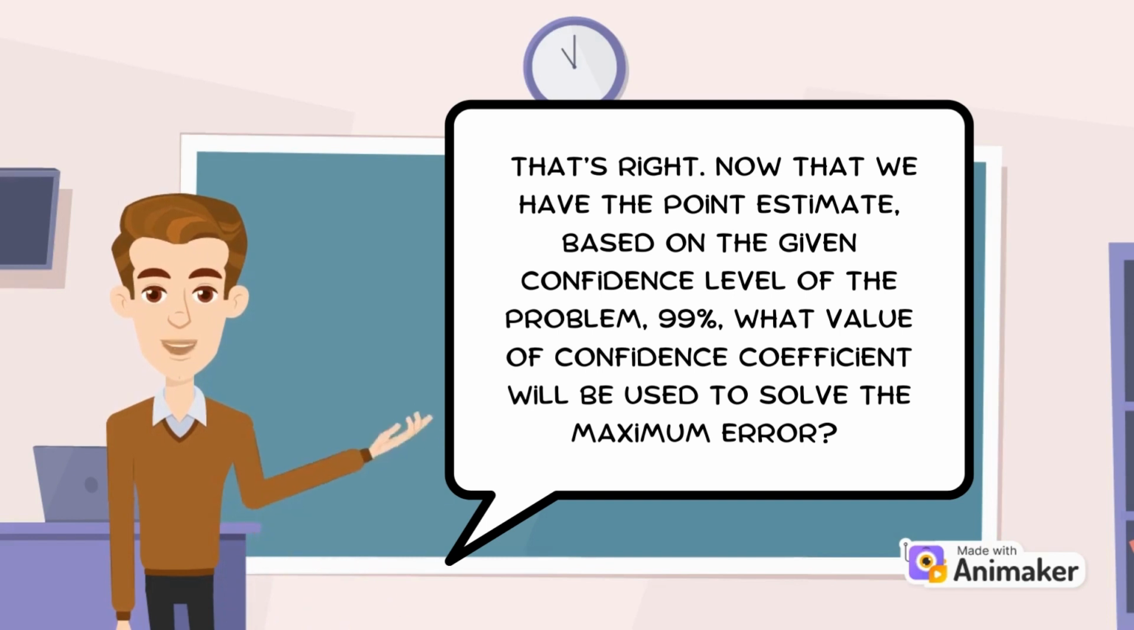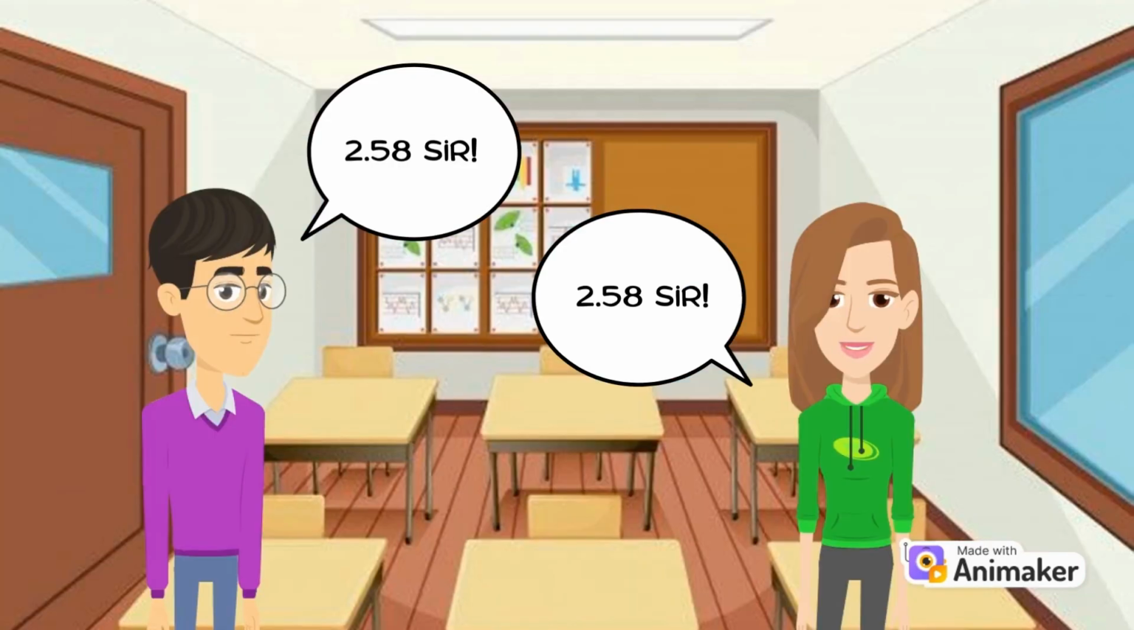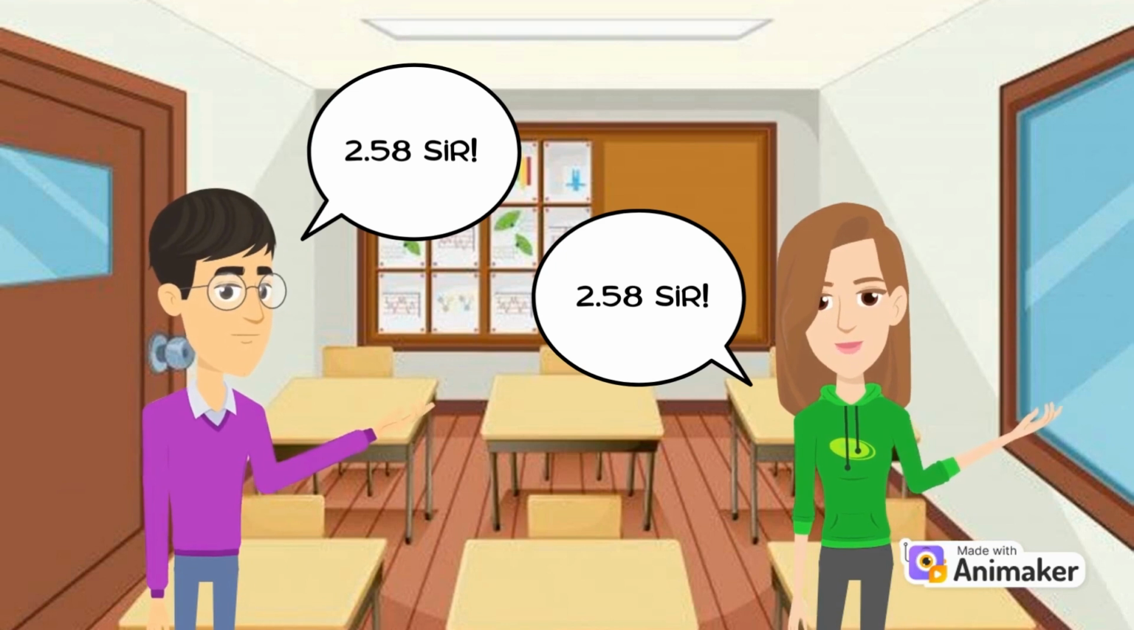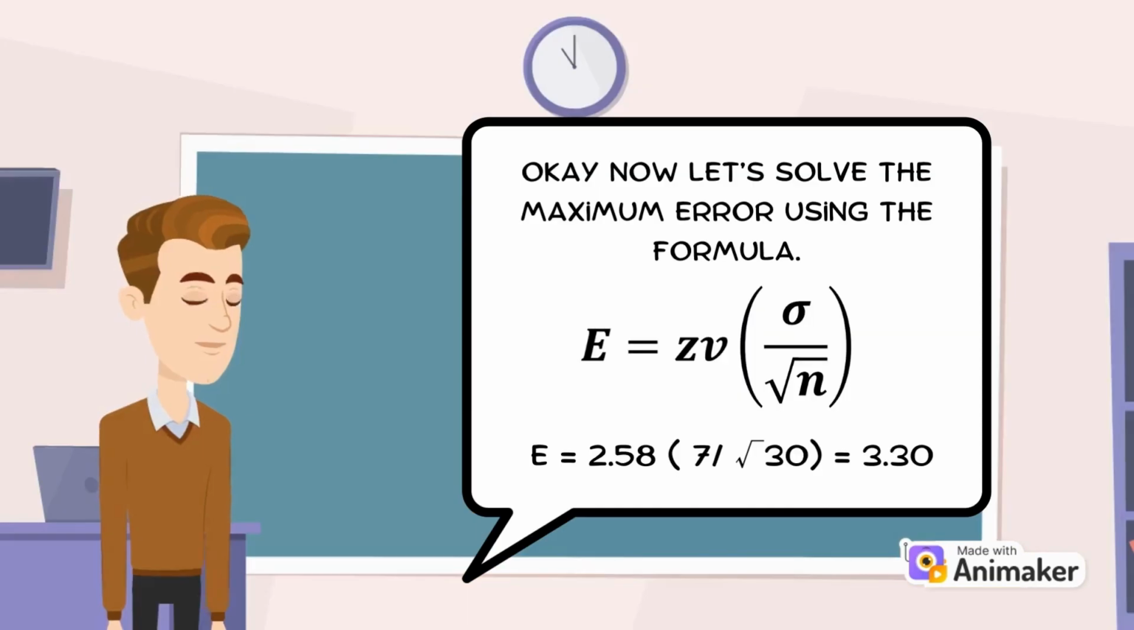That's right. Now that we have the point estimate, based on the given confidence level of the problem, 99%, what value of confidence coefficient will be used to solve the maximum error? 2.58, sir. Okay, now, let's solve the maximum error using the formula. E equals 2.58 times 7 over the square root of 30. The answer will be 3.30.